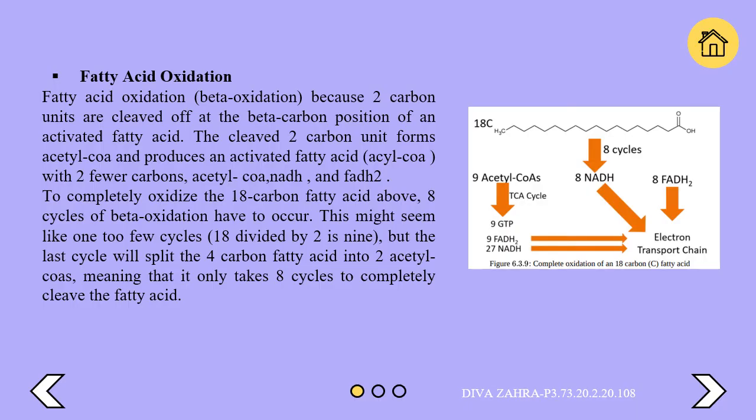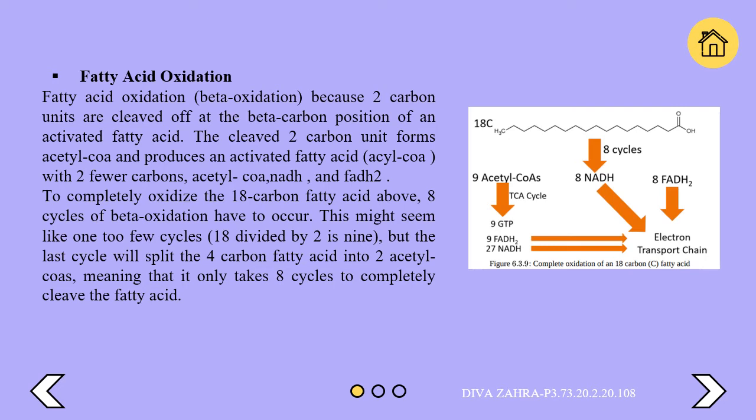Next is fatty acid oxidation. It is called beta oxidation because two carbon units are cleaved off at the beta carbon position of an activated fatty acid. The cleaved two-carbon unit forms acetyl-CoA and produces an activated fatty acid, or acyl-CoA, with two fewer carbons, plus acetyl-CoA, NADH, and FADH2.